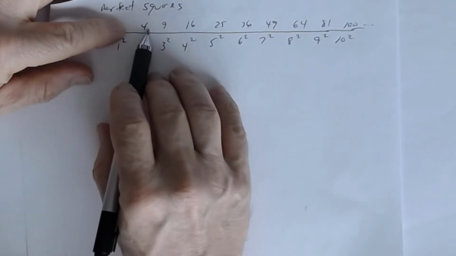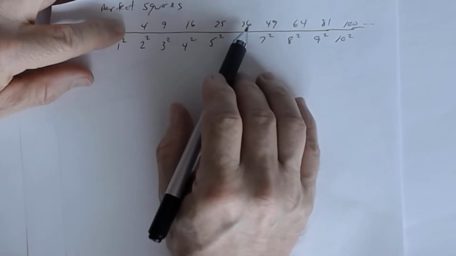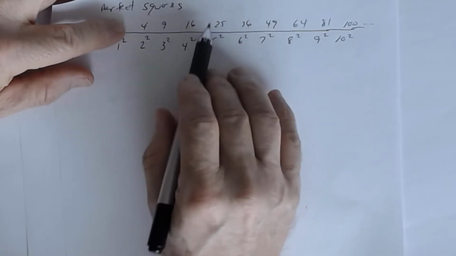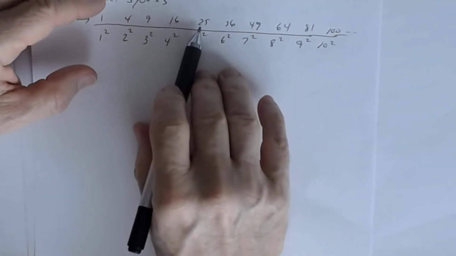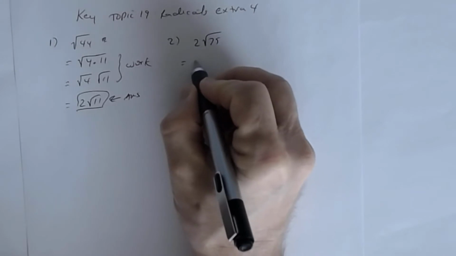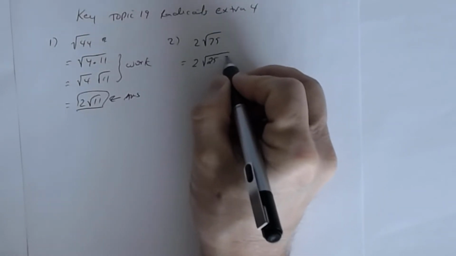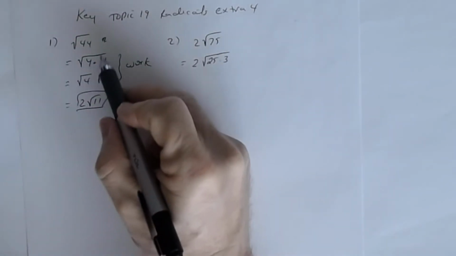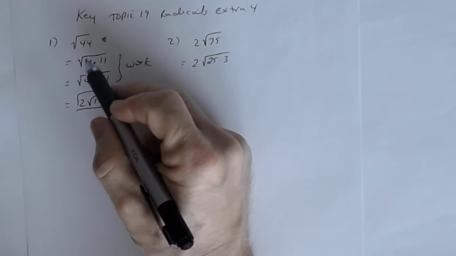So can I find one of these perfect squares? And the largest one, always use the largest because it makes things a lot easier. The largest perfect square that will go into 75, and obviously you saw that it was 25. So now you're going to rewrite this as 2 times the square root of 25 times 3. Remember, just like we did before, always write the factor of the perfect square first.